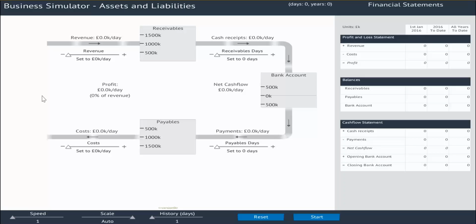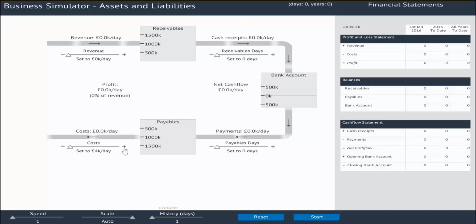The aim of this model is to explore costs, payables and payments, introduce the idea of debit and credit balances, and look at how the financial statements relate to the model that we see in front of us. The top half of this model is exactly the same as the previous one. The bottom half has introduced the new elements.